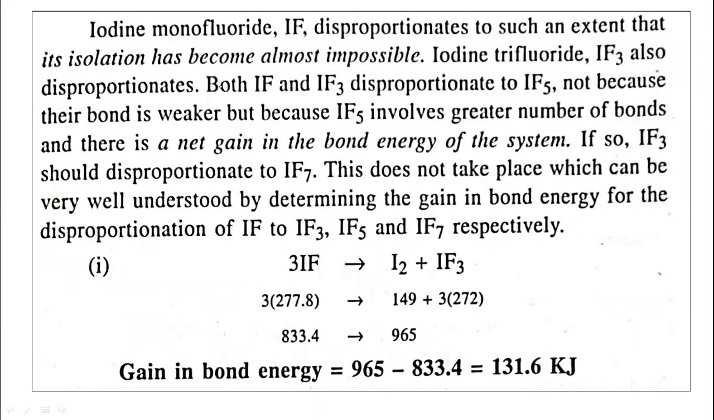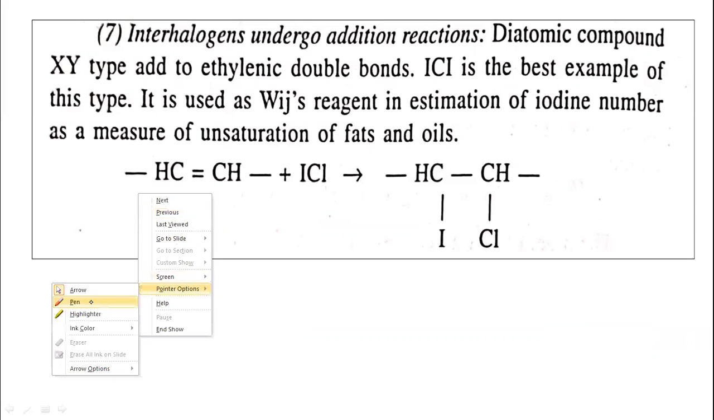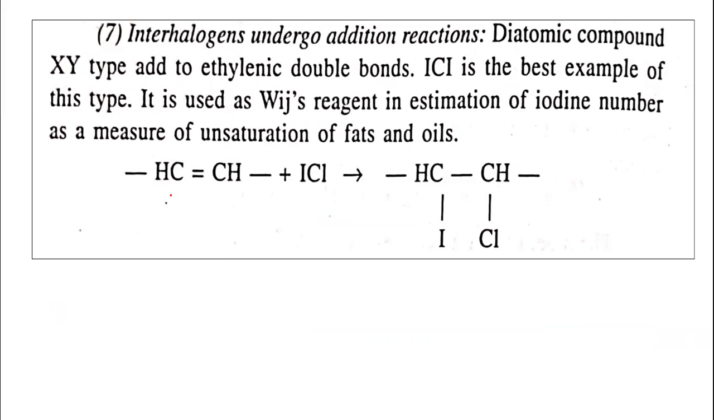They will be added into the ethylenic double bond. So you can see the reaction shown here. ICl is the best example of this type. It is used as a Weiss reagent.